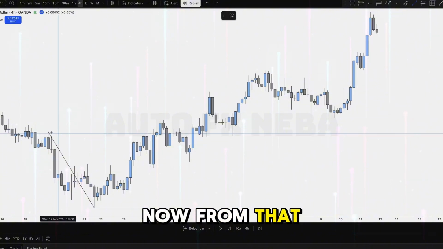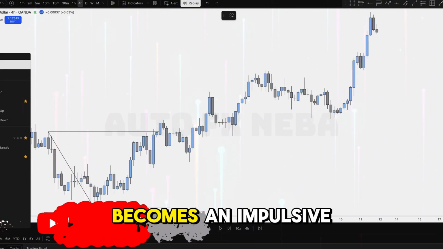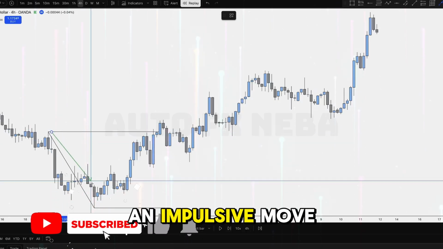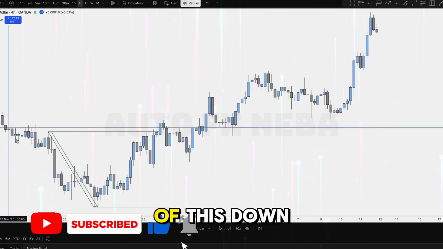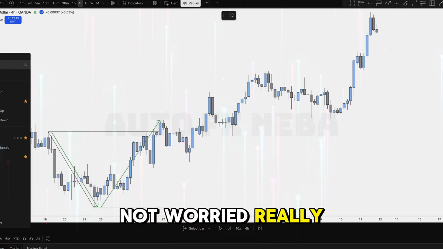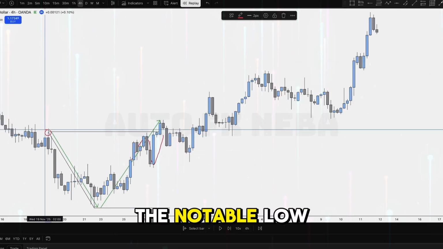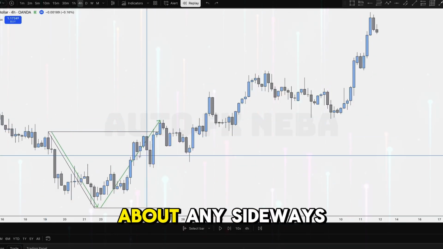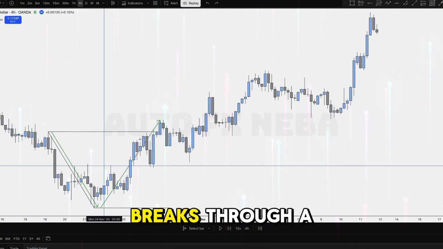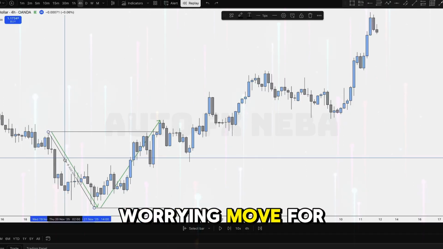Now from that, we see the high just here, broken just there. So this then becomes an impulsive move up. So we have an impulsive move down, which comes out of the back of this downtrend. Then we have this impulsive move up. That's why we're not worried really about the price action that's taken place here, because it's underneath the notable lower high. So we don't worry too much about any sideways chop, because until it breaks through a notable high or low, again, it's not really a valid or worrying move for us to even think about.